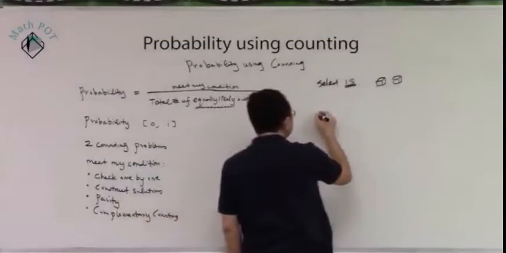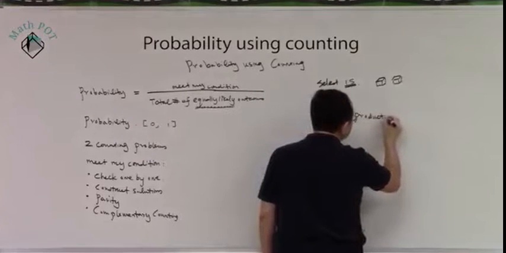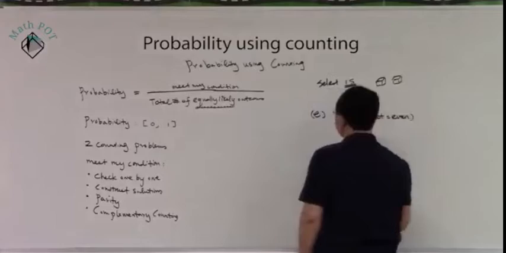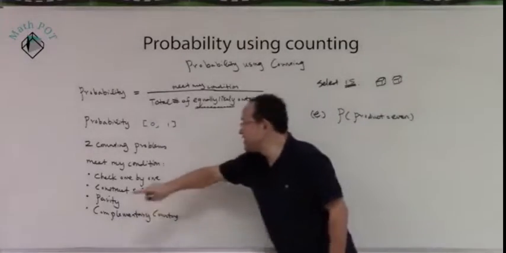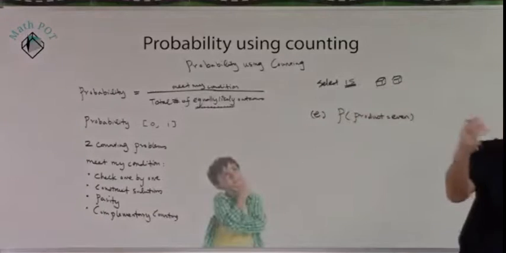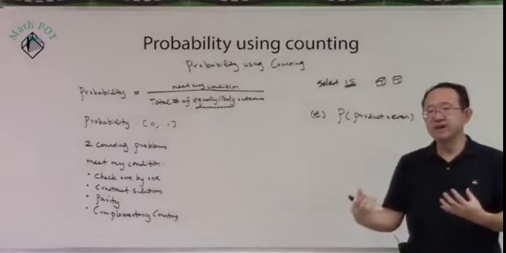So problem E is to figure out the probability that the product is even. If the product is even, you still need the parity. Even times even times odd is even, odd times even is even.